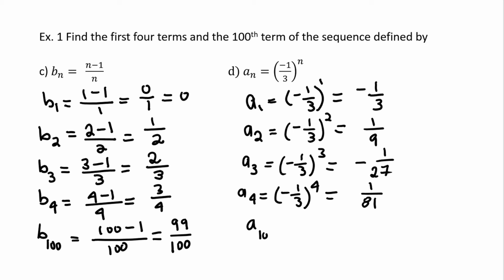And a sub 100, that's the 100th term. That would be negative 1/3 to the power of 100. We know it's going to be positive because the negative is raised to an even power. 1 raised to the power of 100 is still just 1, and we'll write 3 to the power of 100.